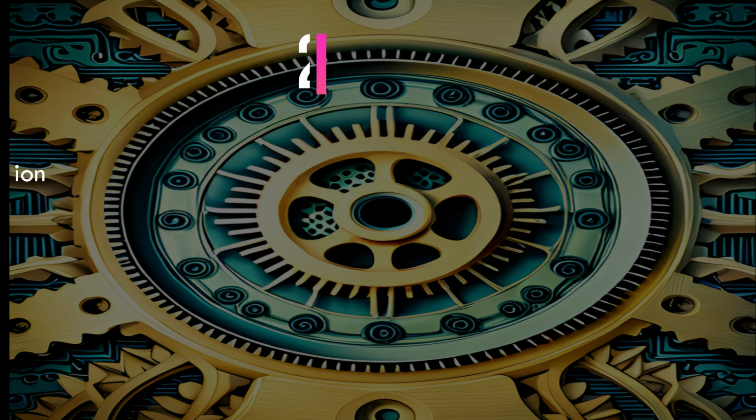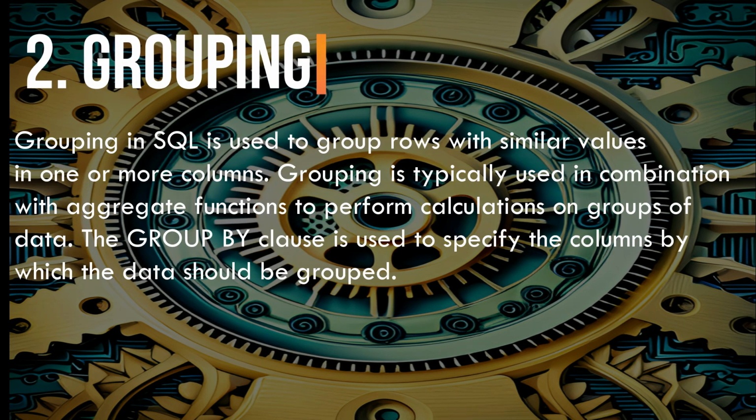2. Grouping. Grouping in SQL is used to group rows with similar values in one or more columns. Grouping is typically used in combination with aggregate functions to perform calculations on groups of data. The GROUP BY clause is used to specify the columns by which the data should be grouped.